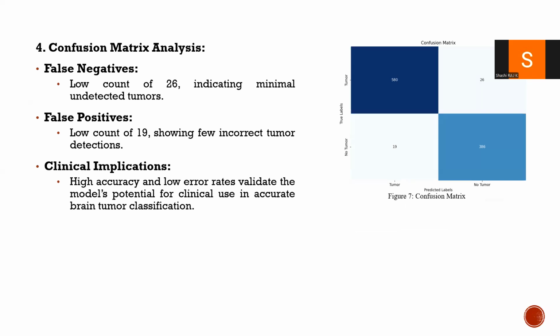Next, here we can see the confusion matrix analysis. This confusion matrix analysis gives the false negatives, false positives, and clinical implications. In this figure, you can see no tumor, tumor, and predicted labels. Based on this, the false negatives are a low count of 26, indicating minimal undetected tumors. The false positives are a low count of 19, showing few incorrect tumor detections.